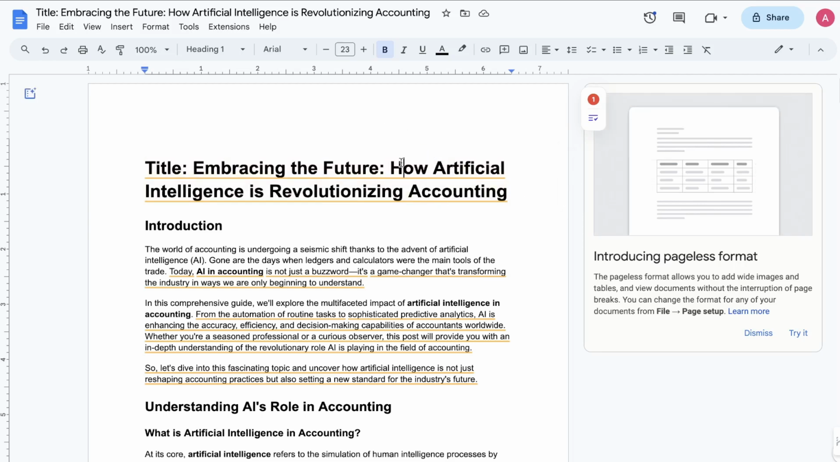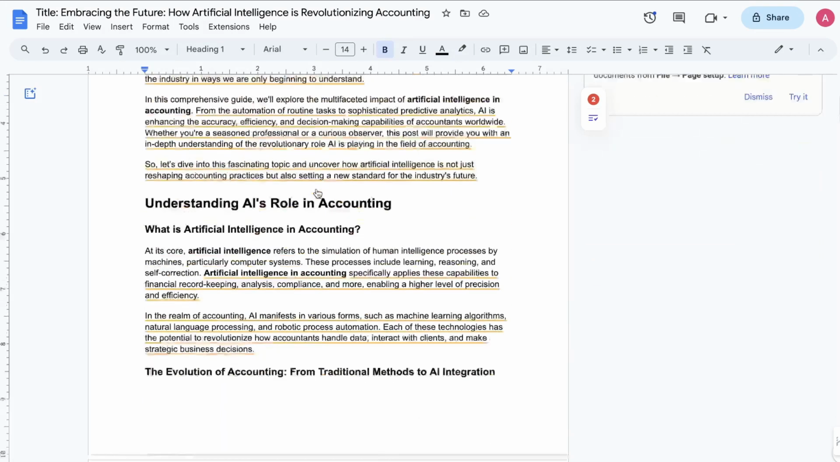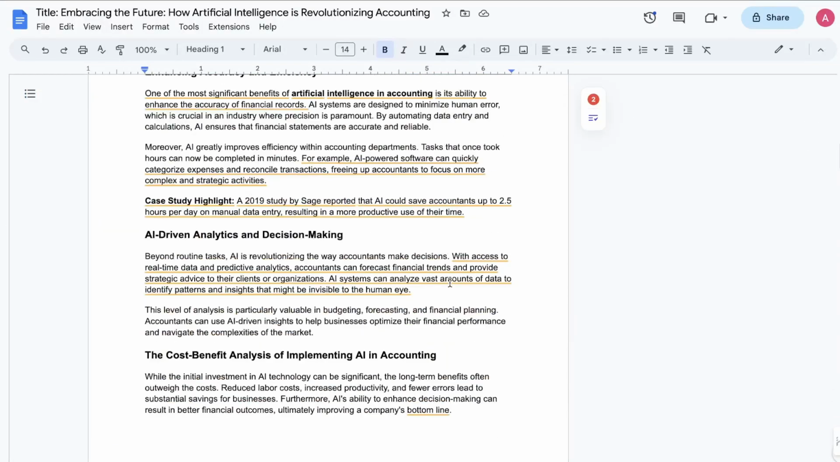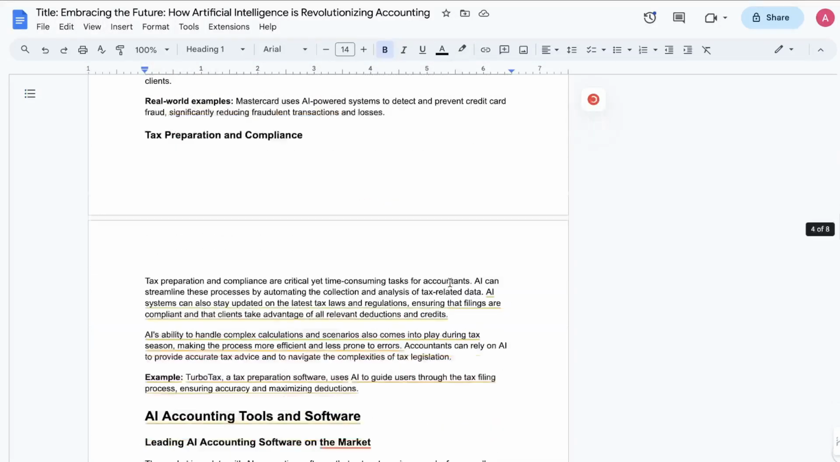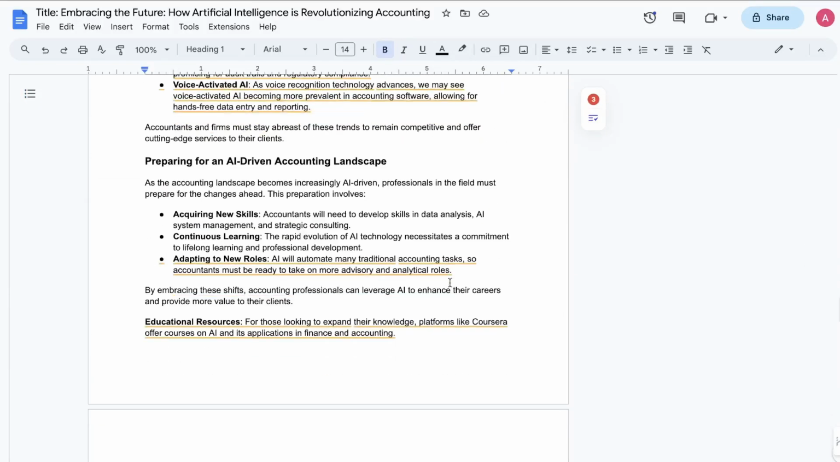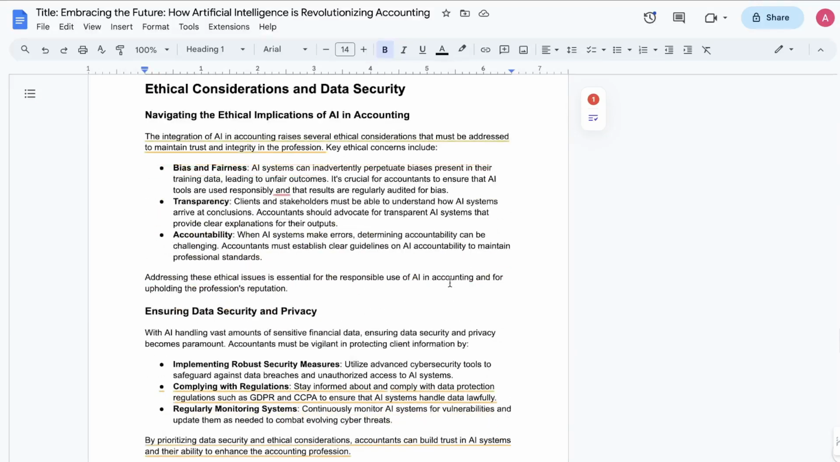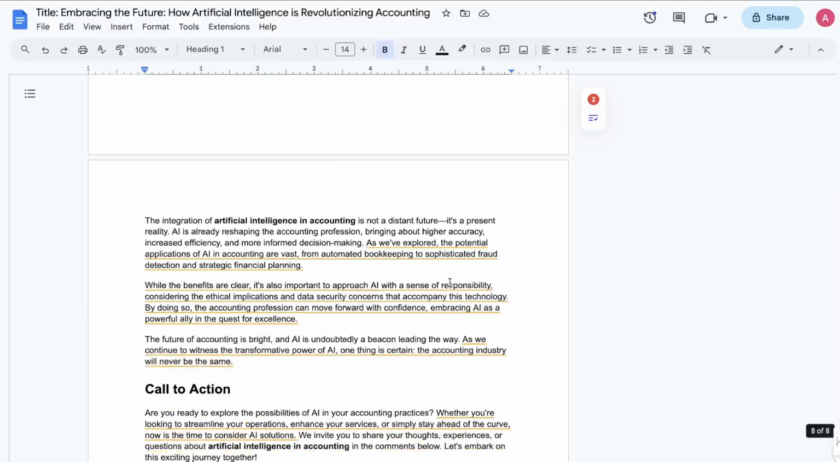So this is the article from GPT-4 Turbo. The title is Embracing the Future, How Artificial Intelligence is Revolutionizing Accounting. This is the introduction that we get, Understanding AI's Role in Accounting, the Impact of AI on the Accounting Industry, Key Applications of AI in Accounting, AI accounting tools and softwares, the future of AI, preparing for an AI-driven accounting landscape, ethical considerations and data security, and a case study about AI in accounting, and a conclusion.